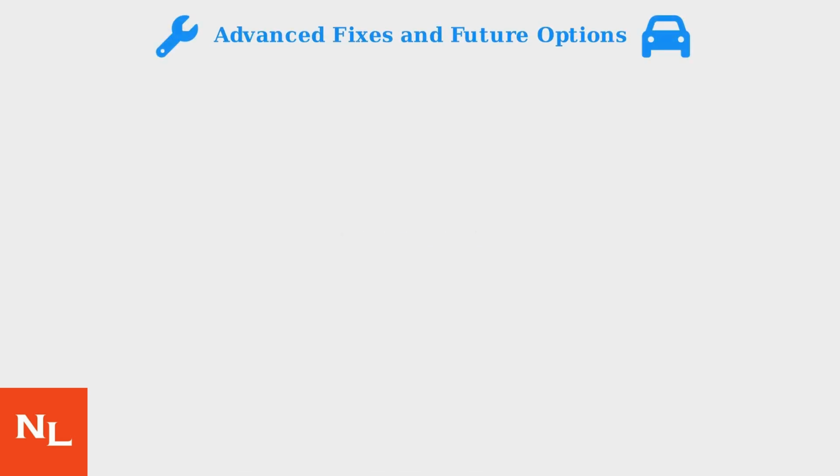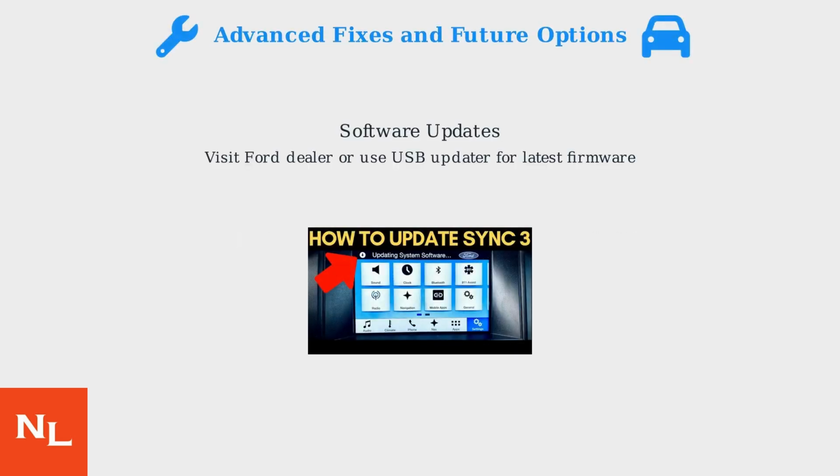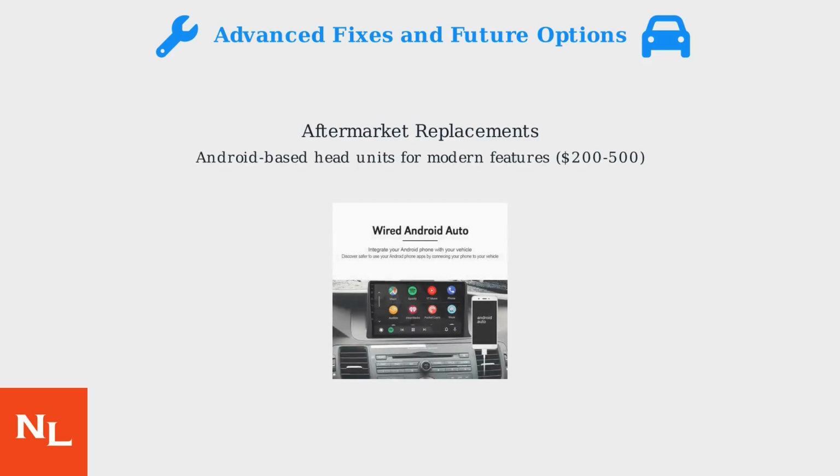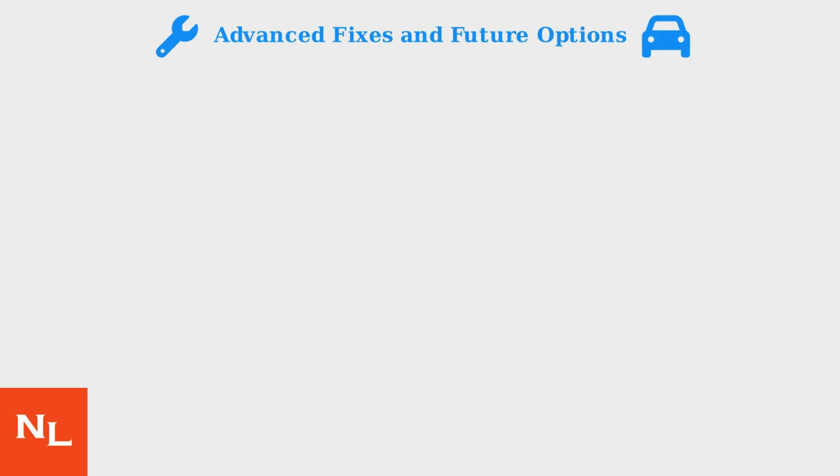If basic troubleshooting doesn't work, the next step is updating the software through a Ford dealer or USB updater to fix known bugs. For faulty screens or audio, consider aftermarket replacements like Android-based head units, which provide modern features and cost between $200 and $500.